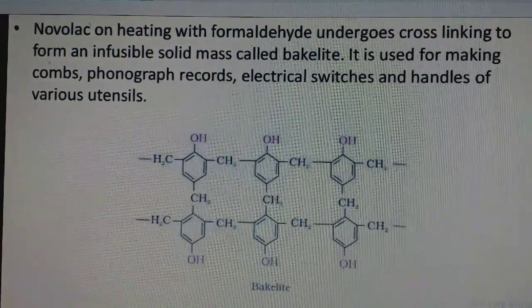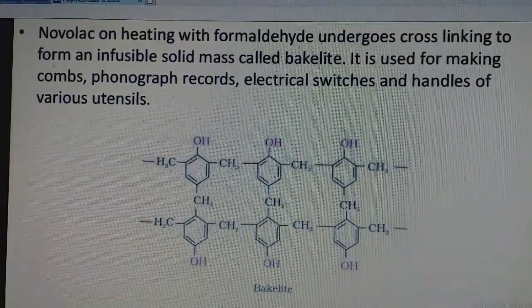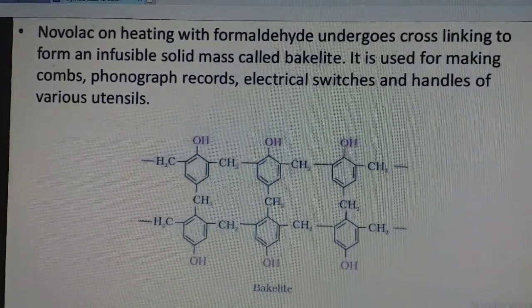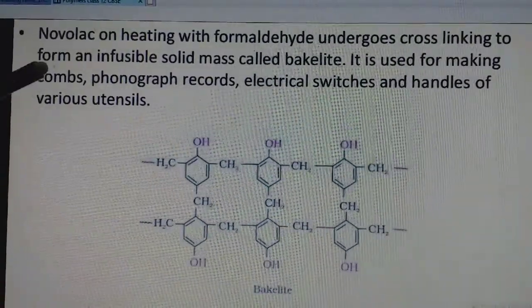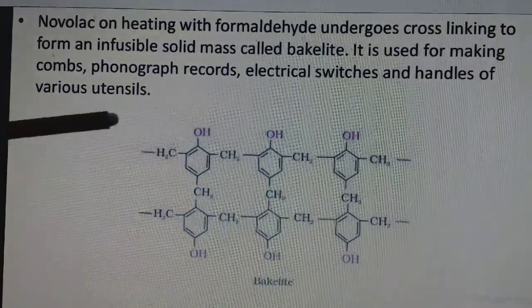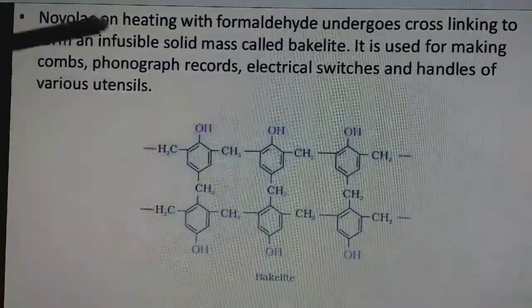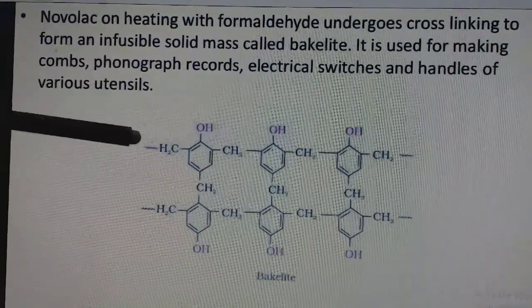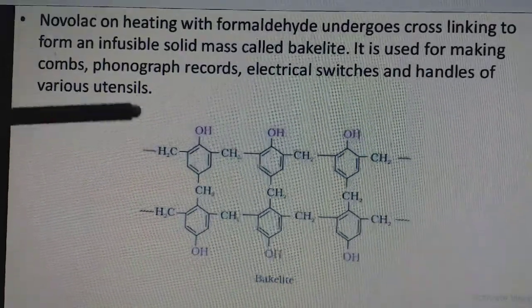Next, this Novolac on further heating with formaldehyde undergoes cross linkage to form an infusible solid mass called bakelite. It is used for making combs, phonograph records, electrical switches and handles of various utensils. I told you already, cooker handles are made up of this bakelite. It is heat resistant and it is even a poor conductor of electricity.